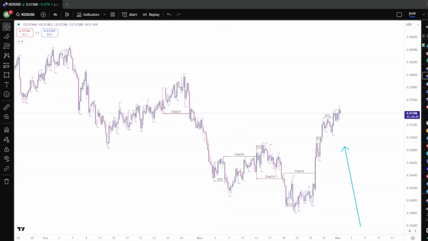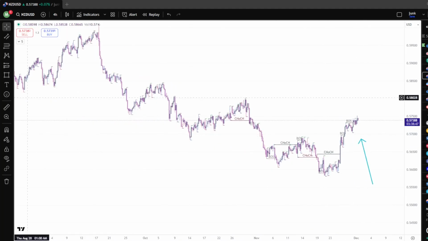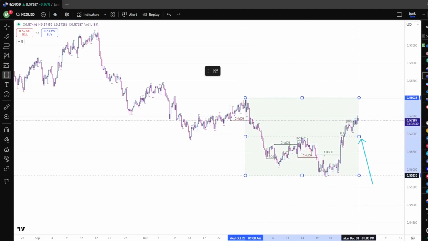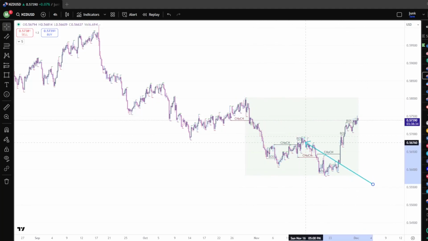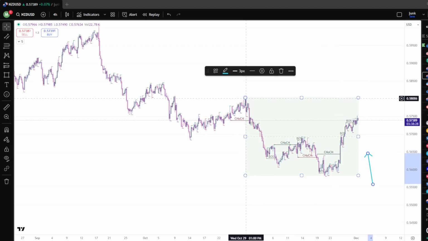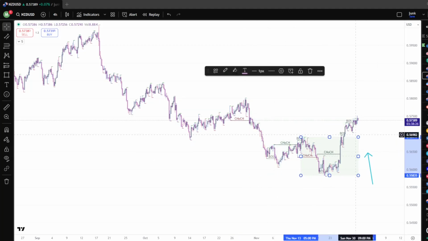NZD USD, let's go map out the current range, or the previous range. Let's start from this, from October. That was the previous range, and once sellers made this lower high from this high and broke structure to the downside, it did consolidate under here. That was the range we were dealing with previously.